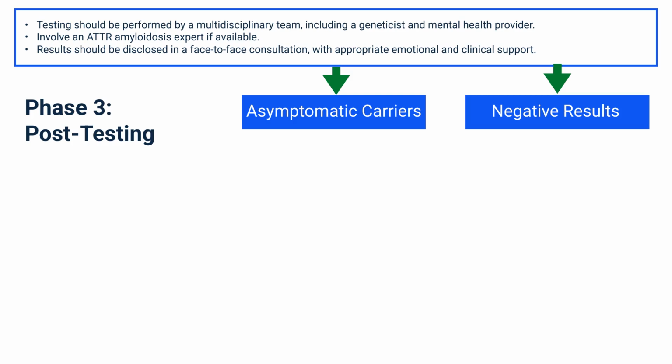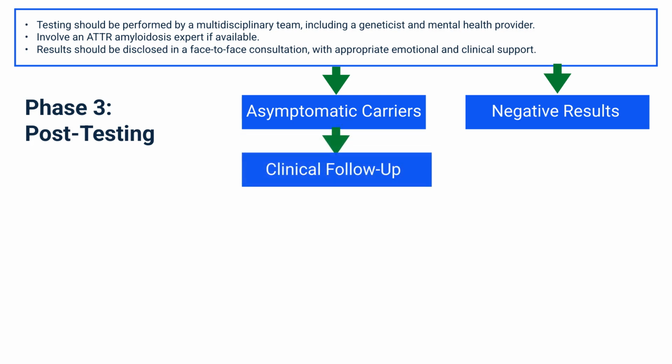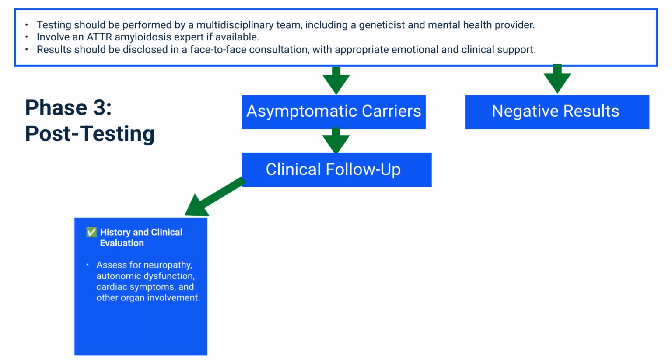Phase 3, post-testing. This final phase separates into two possible paths, one for patients who test negative and another for those who are asymptomatic mutation carriers. Let's look at the path for asymptomatic carriers first. These individuals need a long-term clinical follow-up plan that's proactive, structured, and multidisciplinary. This includes history and clinical examination to identify neuropathic, autonomic, or cardiac symptoms.